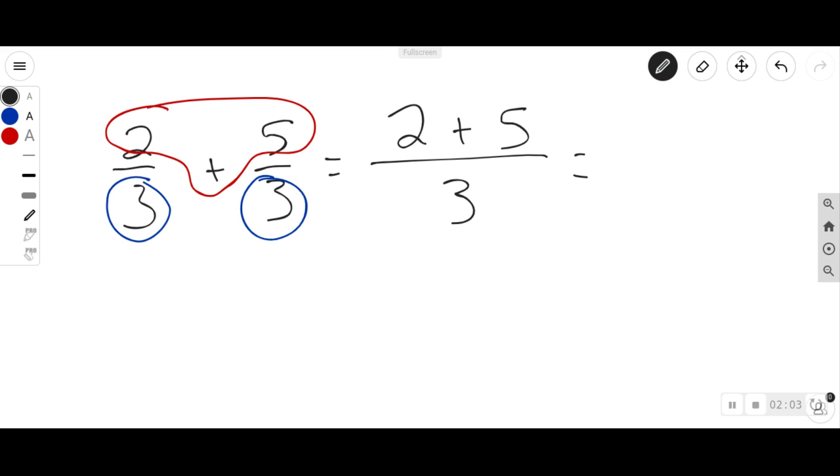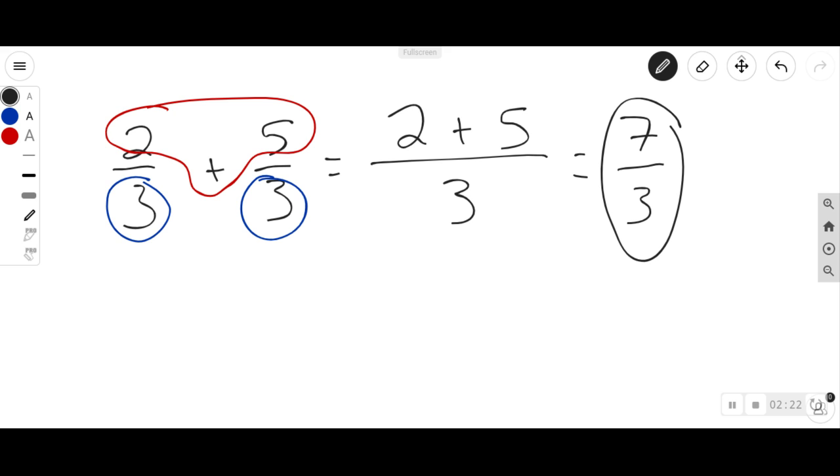2 plus 5 is 7 over 3. I check. 7 and 3 are not reducible. There's no way to simplify them. So there's my answer. That's all I've got to do with them.